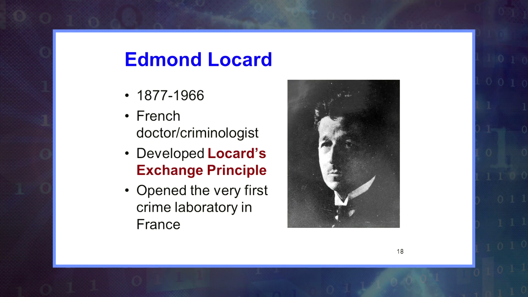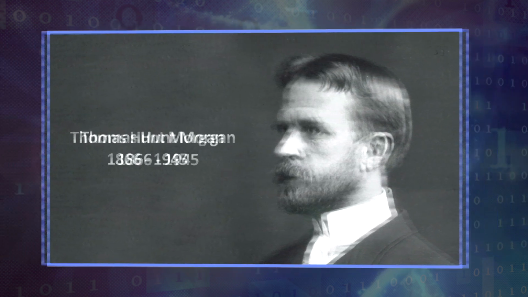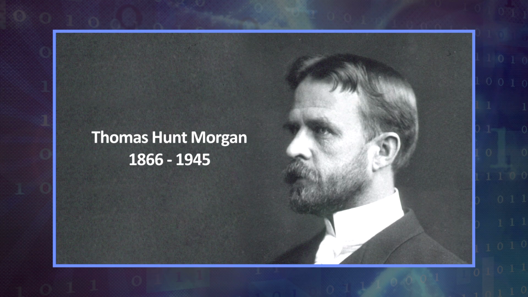In 1910, the French criminologist Edmond Locard proposed Locard's exchange principle and stated that every contact leaves a trace, which laid the foundation for modern forensic science. In 1926, Thomas Hunt Morgan proposed a theory of genes which provided the basis for the development of forensic genetics.